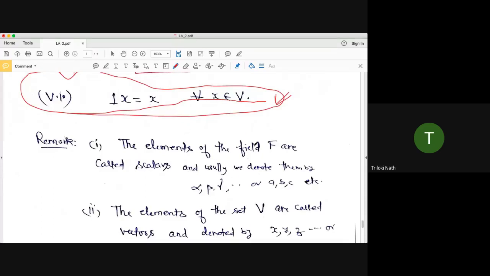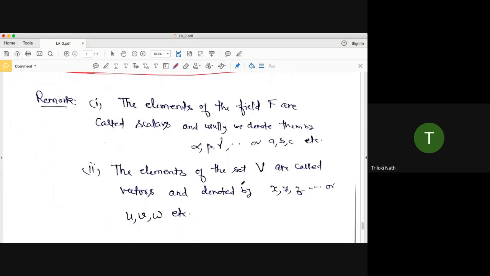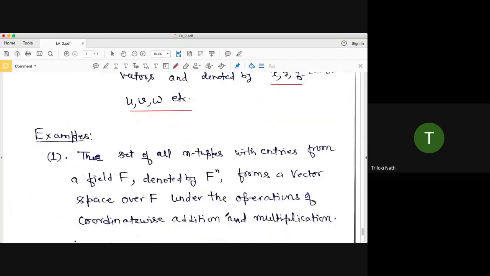Now, these are remarks. The elements of the field F are generally denoted by alpha, beta, gamma, a, b, c, and we call them scalars. And the elements of the set V, which forms a vector space, are called vectors, and are generally denoted by small x, y, z, r, u, v, w, etc. Right? So this is the first example of a vector space.